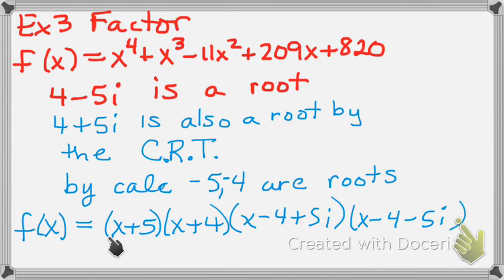And so when you graph this, you can only see it crossing two places, right? Yet the highest power is a 4. That's how we know if it only crosses at two places, there's got to be two imaginaries in there. Everybody okay with that? All right, so next example.